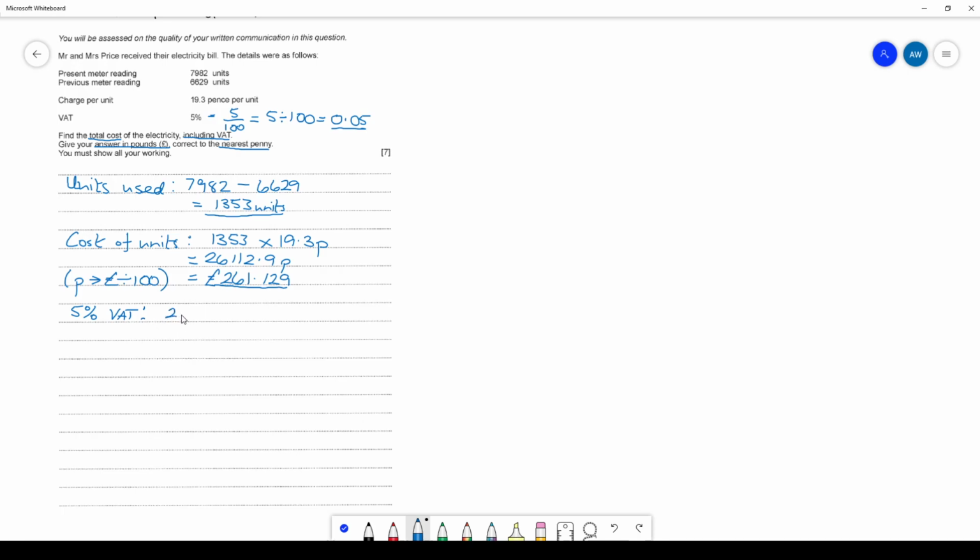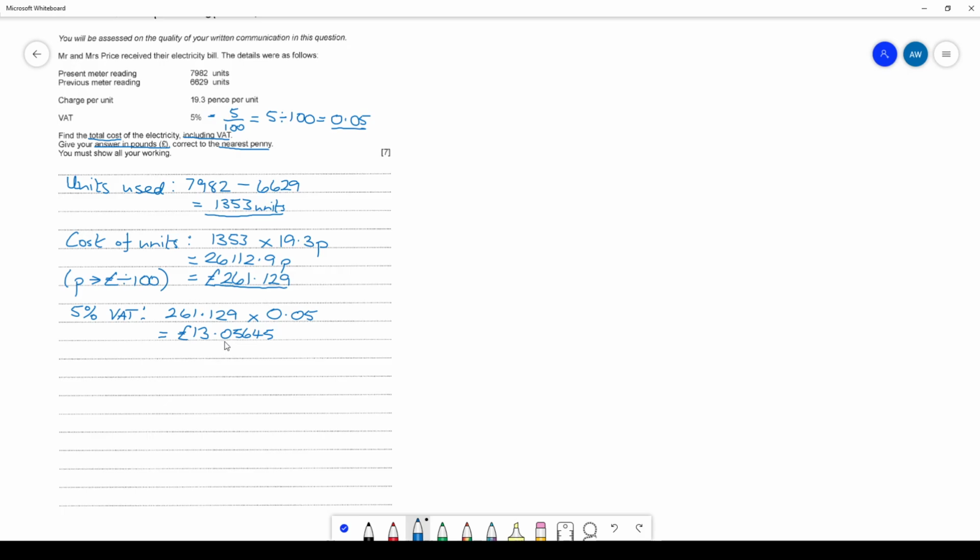So we take our 261.129, and we don't round yet, we're going to round at the very end. If you round too many times in the middle of a question, you could have a rounding error in your answer. And if you're a little bit out, you could lose a mark. So, by doing 261.129 times 0.05 on my calculator, I have now worked out my VAT. And that comes out as £13.05645. Now, we can't leave all that there for money, but I'm not going to round yet. I'm going to round at the end.